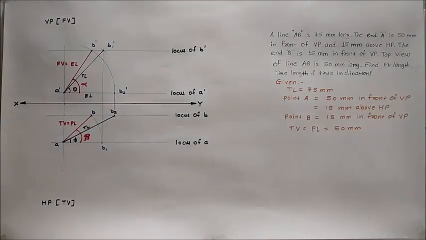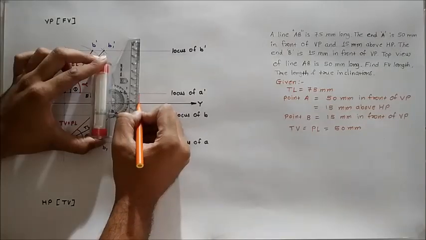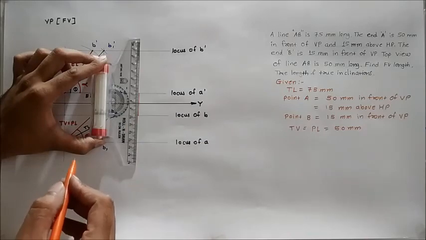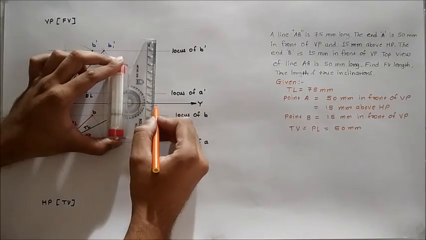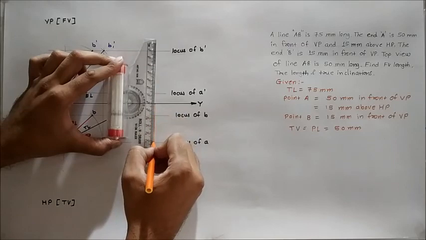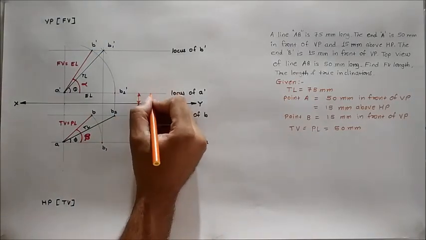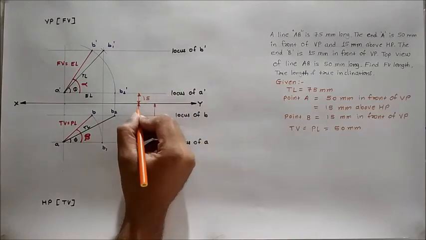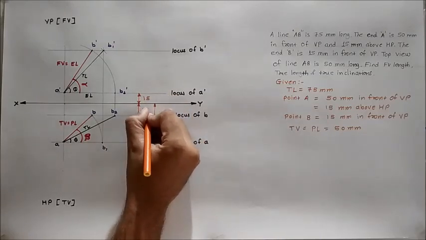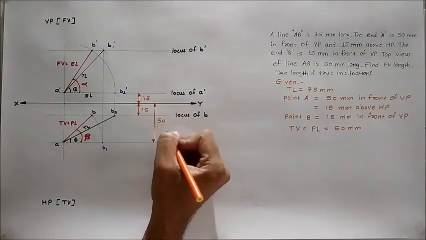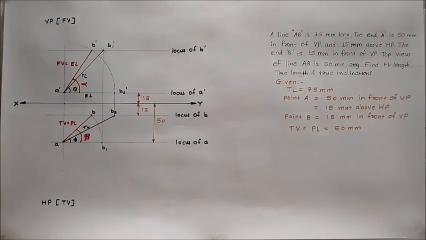Then we have to give the dimensions. For giving the dimensions, we have to show the dimension for locus of A dash, locus of B, and locus of point A. That was given. Locus of A dash is at 15 mm, locus of B is at 15 mm, locus of point A is at 50 mm. After that, we have to write down the answers.